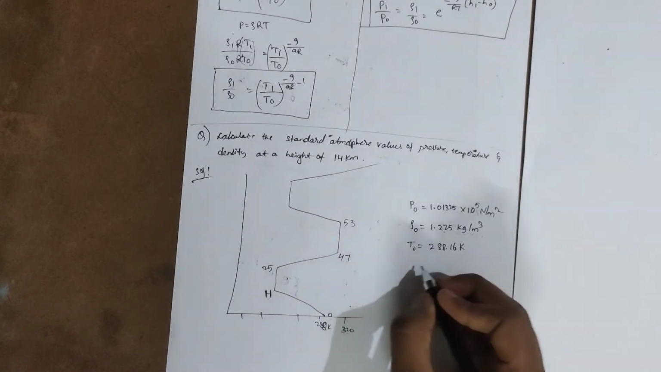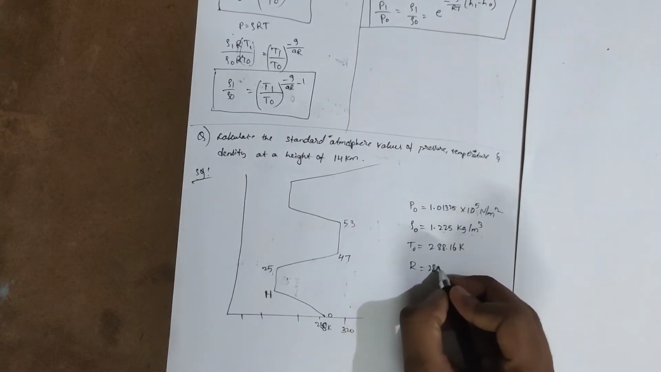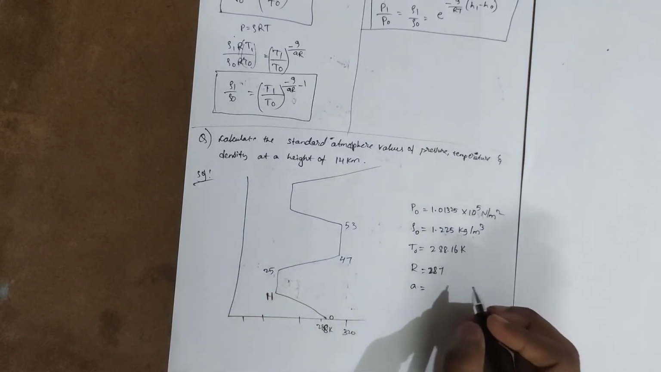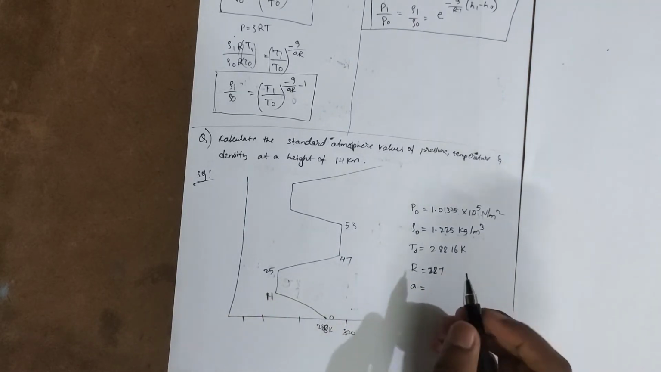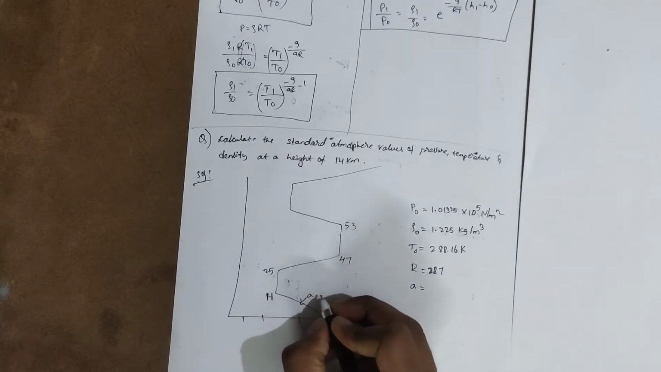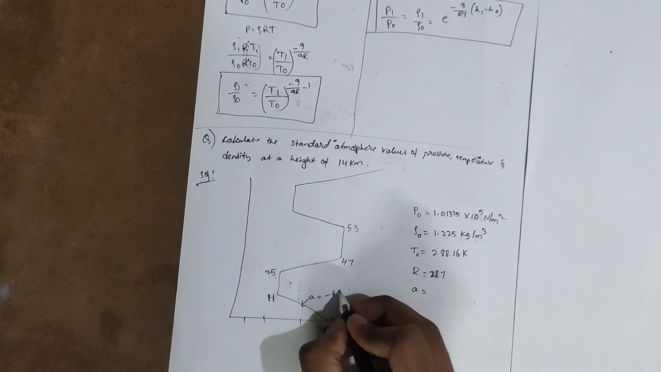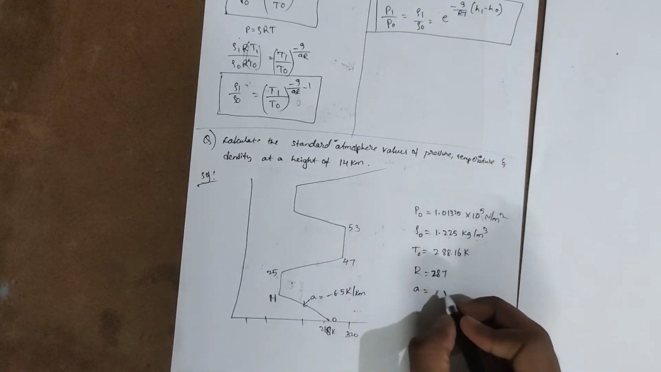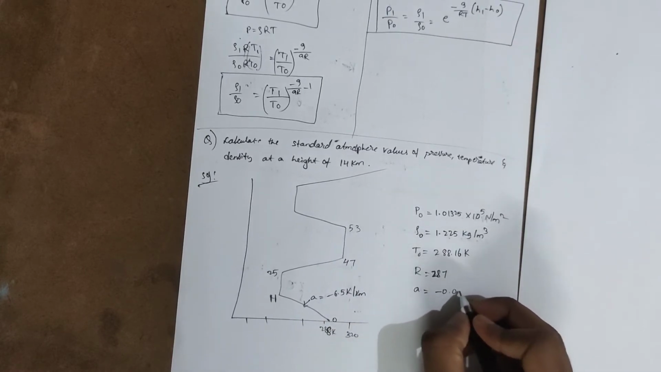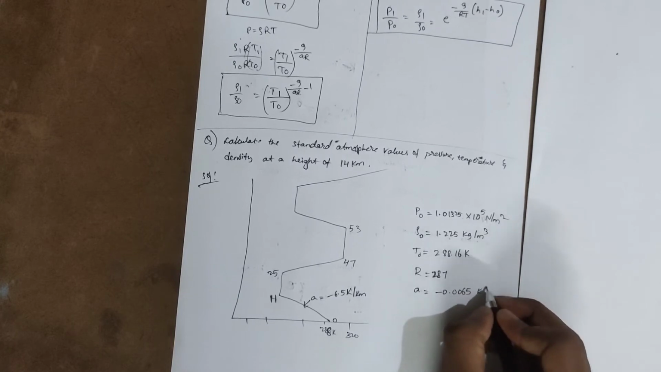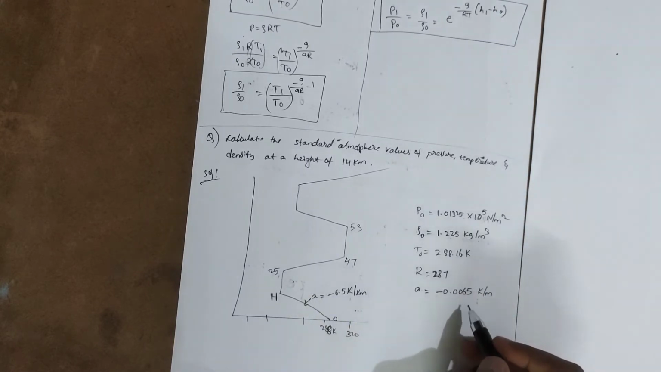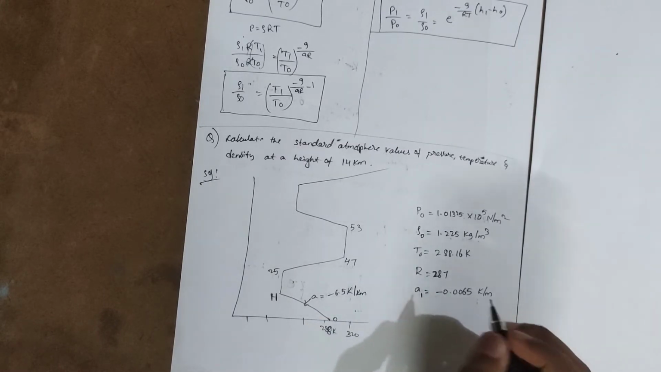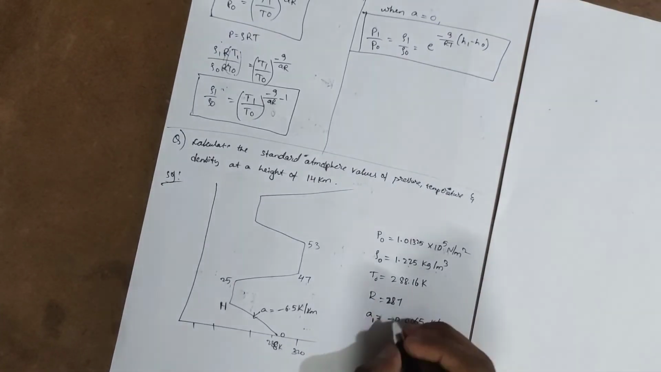And then the value of R is 287. In case of lapse rate, we need to take it in terms of meter. I have told that lapse rate is around minus 6.5 Kelvin per kilometer. So we need to take it in terms of meter, so minus 0.0065 Kelvin per meter. We need to substitute this value here for A1.